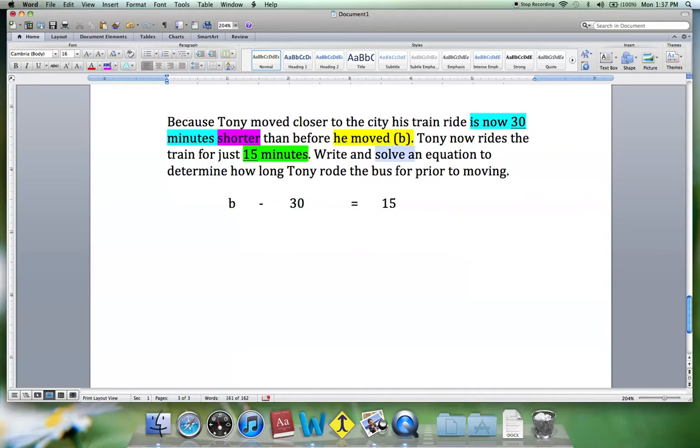Second thing we have to do is solve. So we have a one-step equation here. I notice I am subtracting 30, so I want to use my inverse of subtraction, which is addition. So I add 30 to both sides, because what I do to one side, I have to do to the other side. Well, that's going to cause the 30 to cancel out, and then we're left with just B on the left-hand side of the equation. And then we do our math over here, 15 plus 30, and that is equal to 45. So before he moved, his bus ride was 45 minutes.